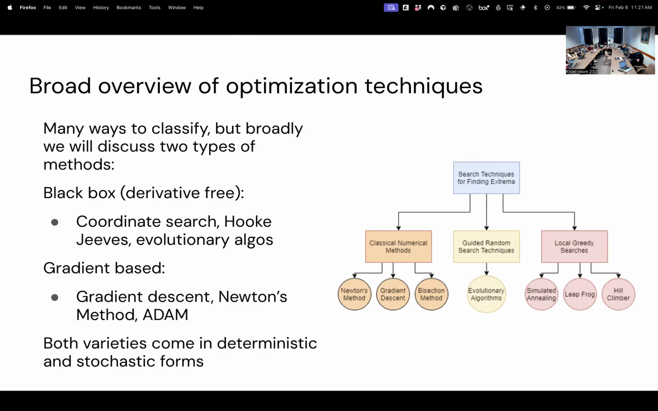Okay, so in the black box category, I'll show you coordinate search, Hooke-Jeeves, and these evolutionary algorithms. And then on the gradient-based side, we'll talk about gradient descent, Newton's method, and Adam. We'll return to Adam and other more modern optimization techniques for machine learning when we get there in a couple weeks.